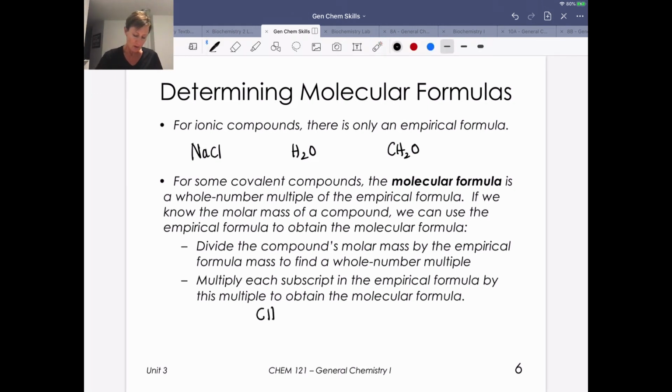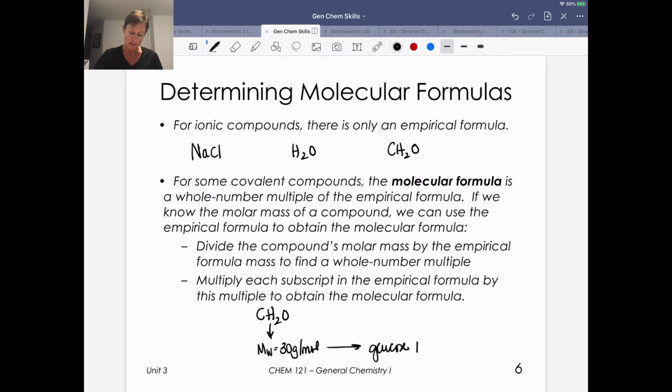So for example, the empirical formula was CH2O. If we were to figure out the molecular weight of this, we would get 30 grams per mole. And just to remind you how we get that, it's 12.01 for carbon, plus 2 times 1.008 for hydrogen, plus 1 times 16 for the oxygen. Add all of those up, and we get 30 grams per mole as the molecular weight of a compound that is CH2O.